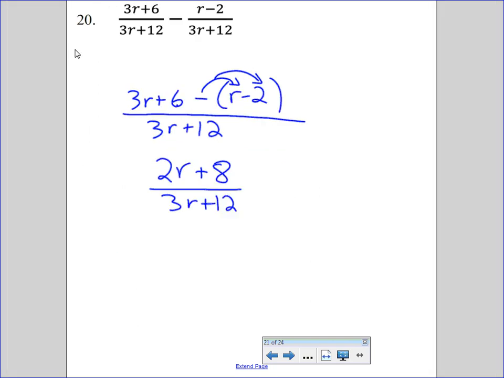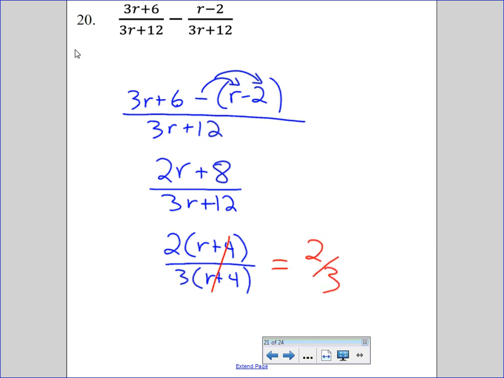And now that we've gotten to this point, we can see if we can factor anything out. Out of the top, I can factor a 2, and out of the bottom, I can factor a 3. And my final answer will be 2/3. Almost done.